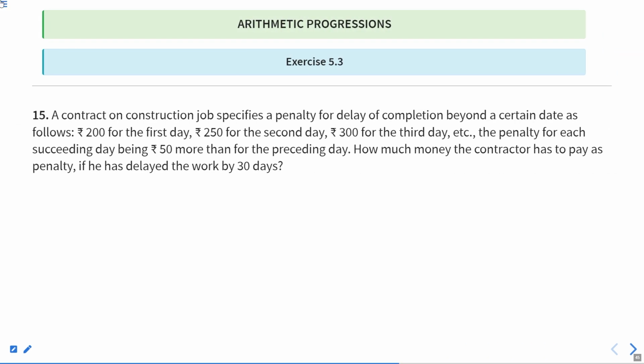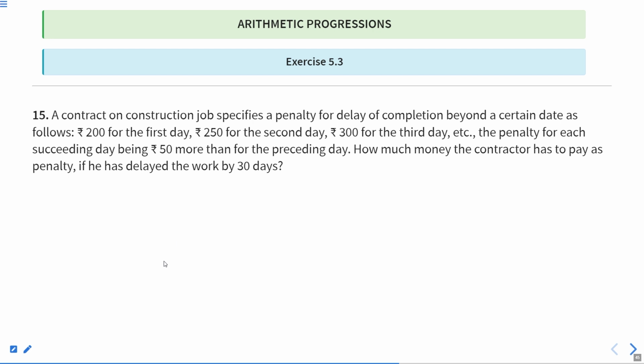Now let us see question number 15. In question number 15, it said to us, a contract on a construction job specifies a penalty for delay of completion beyond a certain date as follows: 200 rupees for the first day, 250 rupees for the second day, 300 rupees for the third day, etc. The penalty for each succeeding day being 50 rupees more than for the preceding day. Okay, how much money the contractor has to pay as penalty if he has delayed the work by 30 days.